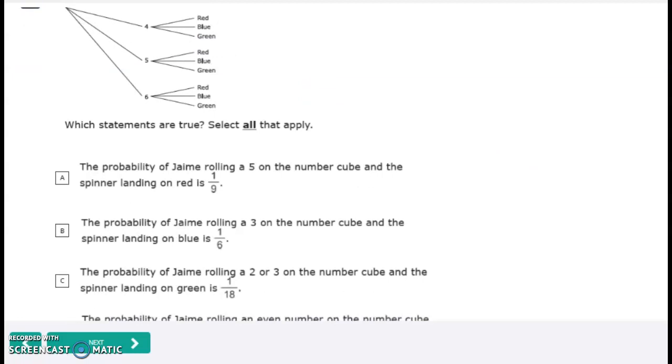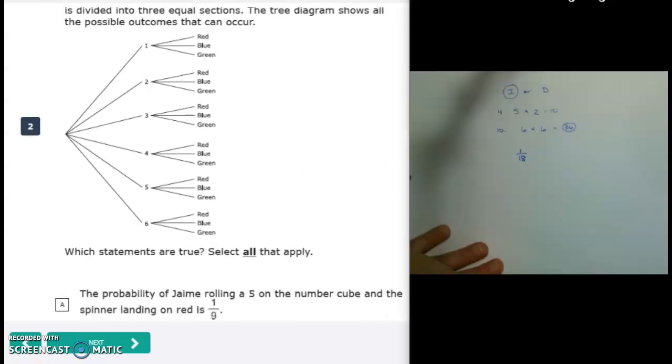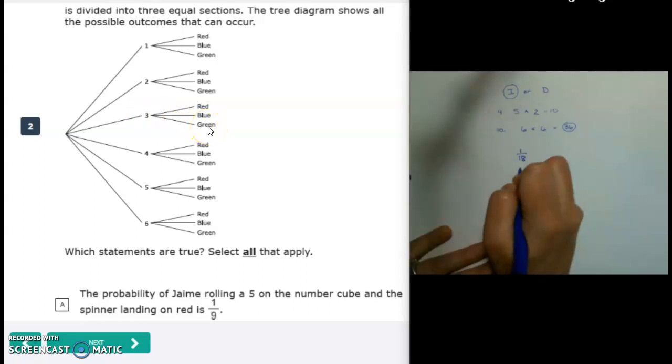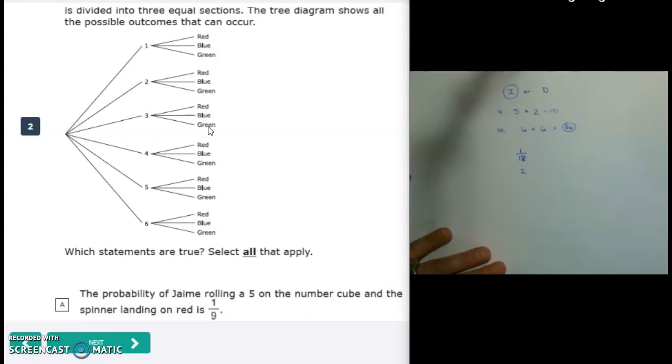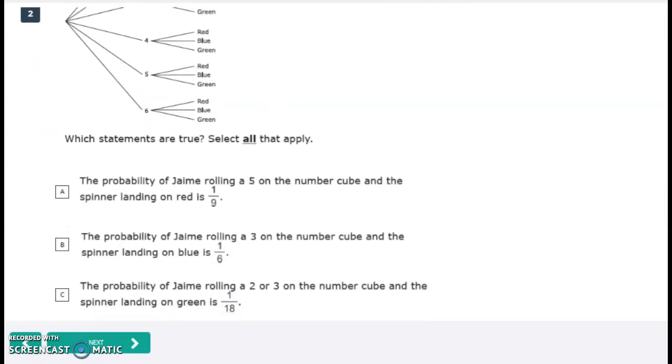The probability of a 2 or a 3 on the number cube and green. Well, if I look at where I could roll a 2 or a 3 and green, that's going to be a 2 and green right here. That's one location. Or a 3 and green. That's another location. So that could have happened in 2 places. 2 events make that outcome true out of 18, which simplifies to 1/9. In that answer choice, it actually said that that was 1/18. So that is also false.